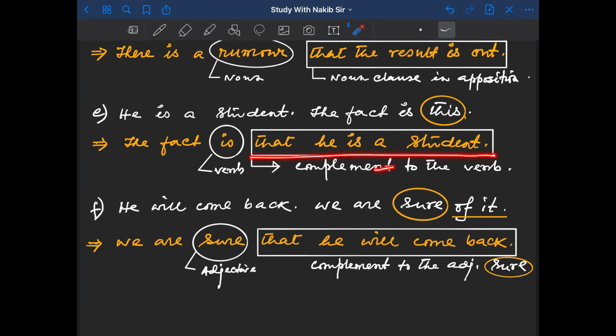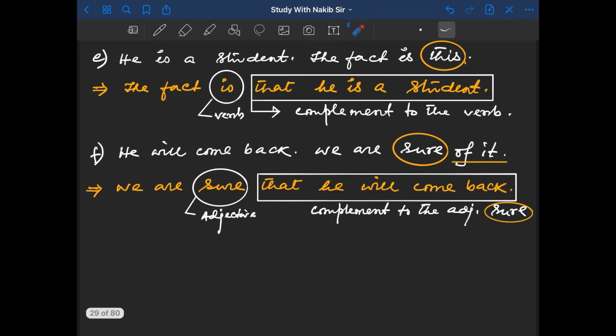That he is a student, noun clause, and this is the verb, so it is a complement to this verb. Okay, so if you get this type of two sentences, combine these sentences this way. The fact is that he is a student. Next one, this one. He will come back.